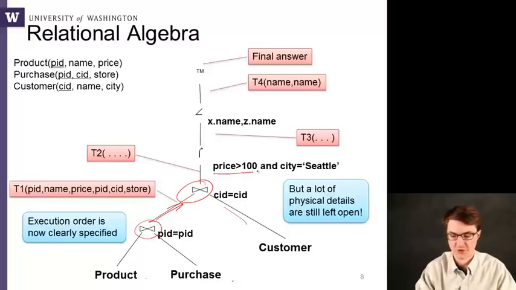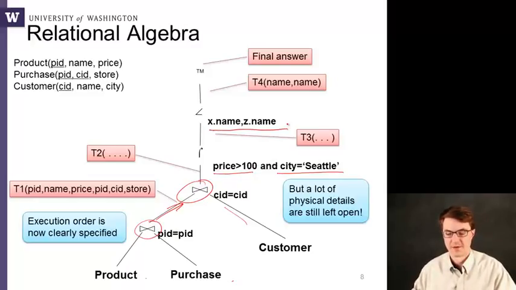Now filter out all those records where price is not greater than 100. We only want the ones where price is greater than 100, and we only want the ones where city equals Seattle. And then we want to project down onto these two columns. What I mean by project is get rid of all the other columns except for the two we're interested in. Okay, and then finally take the final answer.